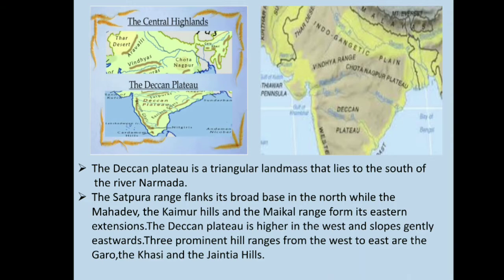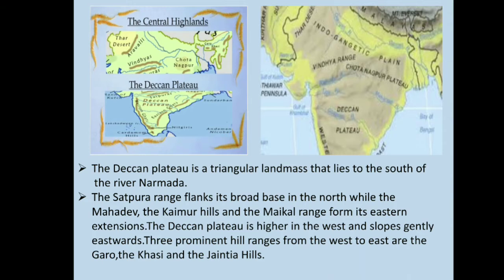Flank means the side. Satpura range flanks its broad base in the north, while the Mahadev, the Kaimur Hills and the Maikal range form its eastern extensions. The Deccan Plateau is higher in the west and slopes gently eastwards. Three prominent hill ranges from the west to east are the Garo, the Khasi and the Jaintia Hills.